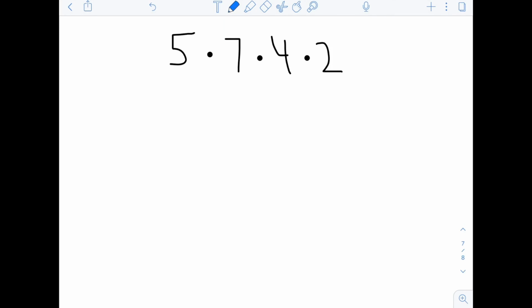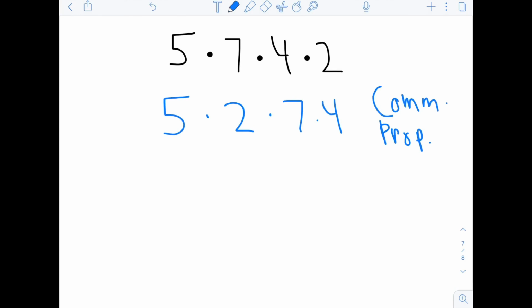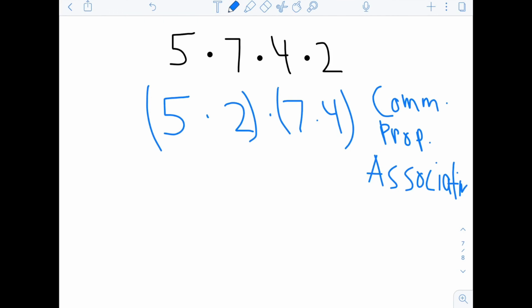So what we can do is rearrange this into 5 times 2 times 7 times 4 using the commutative property, because the order in which you multiply or add doesn't matter. And then we're going to put parentheses around them using the associative property. So now it's easier and faster to solve.